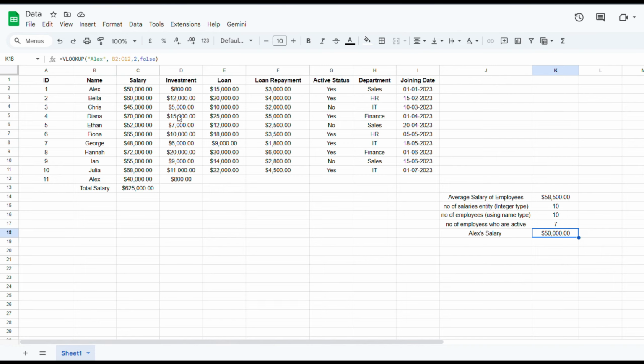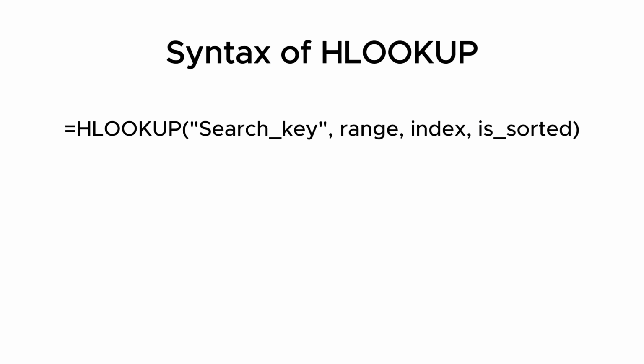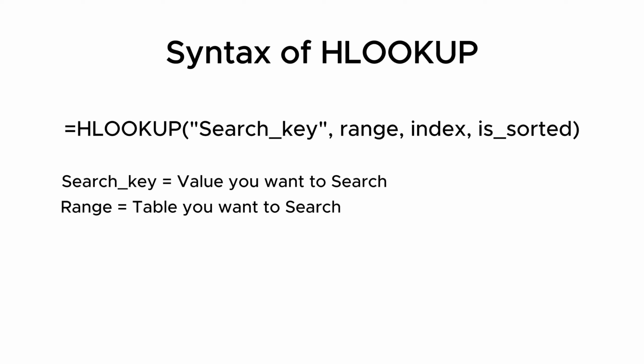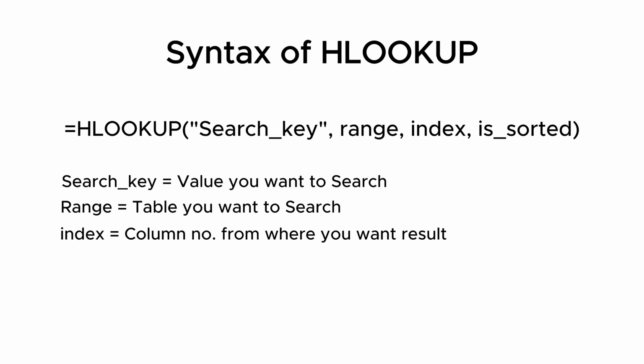Now let's look at the syntax of HLOOKUP. Equals HLOOKUP(search_key, range, index, is_sorted). Here, search_key is the value you want to search for, range is the table where you want to search, index is the row number from which you want the result, and is_sorted tells Google Sheets whether the data is sorted or not.